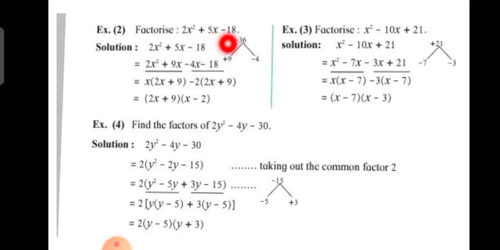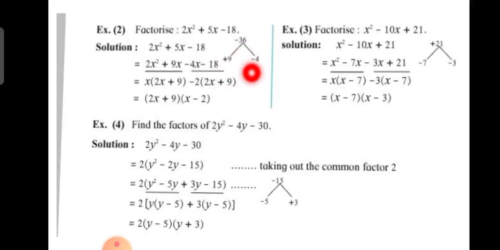Here the 18 bears a minus sign, and the middle term 5x bears a plus sign. So you have to find factors of 36 in such a way that the addition or subtraction of the factors should be equal to 5. The factors of 36 are 9 fours are 36, and 9 minus 4 is 5. Always remember, the sign of the middle term will be given to the greater number. Your greater number is 9. Since 18 has a minus sign, one of the factors should have a minus sign.